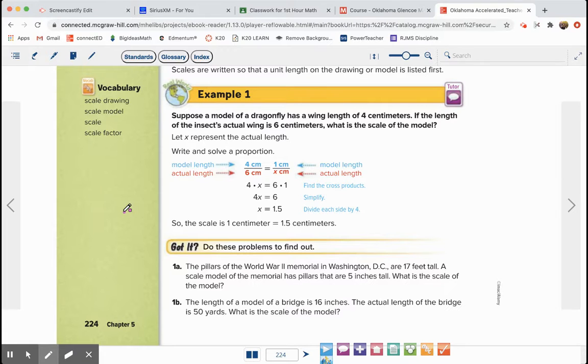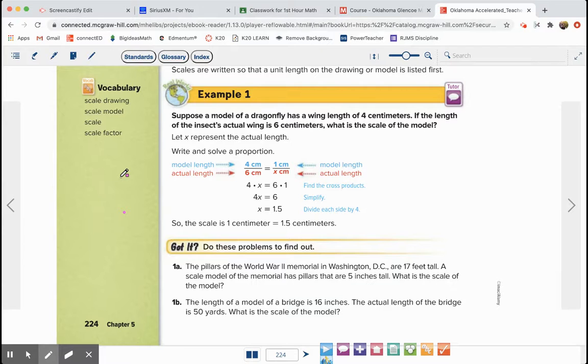So this says, suppose a model of a dragonfly has a wing length of 4 centimeters. What that means is a model, like what we've just done in class, like your toy version of yourselves, that is a model. It means not the real thing. Could be smaller or bigger, we don't know. But it has a wing length of 4 centimeters, so more like a picture or a map. If the length of the insect's actual wing is 6 centimeters, what is the scale of the model?